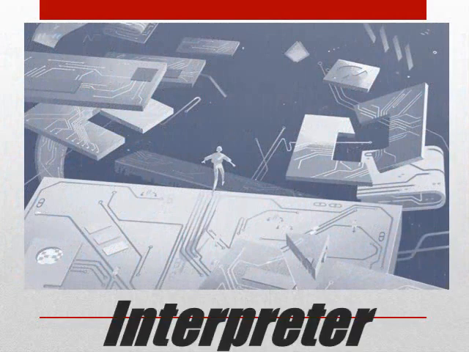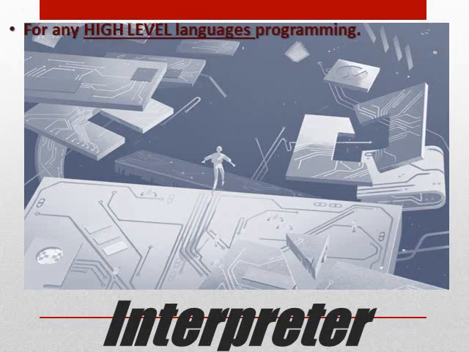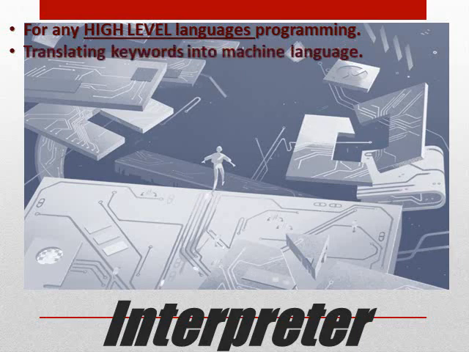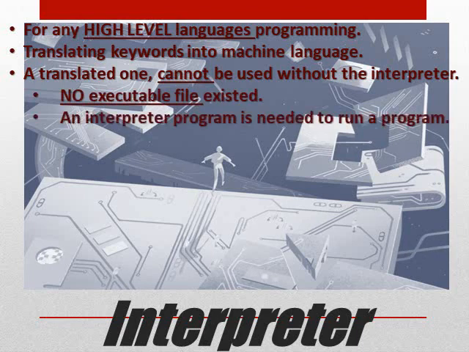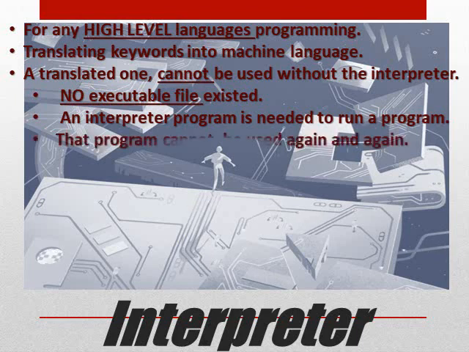The second type of translator program is called an interpreter program. It is a translator program for any programs written using a high-level language. It translates the high-level language's scripts or keywords into machine language, which is bit zeros and bit ones. An interpreted program cannot be used without the interpreter. This means that there is no executable file. An interpreter program is always needed to run that specific program.